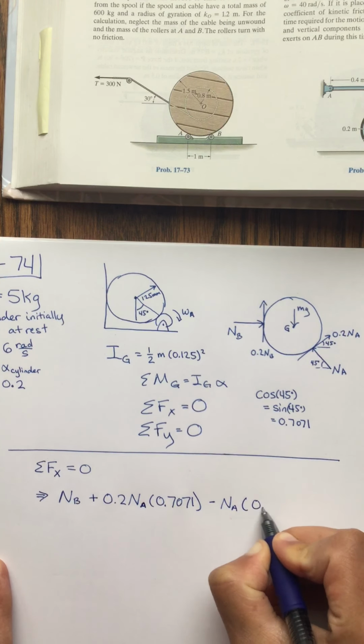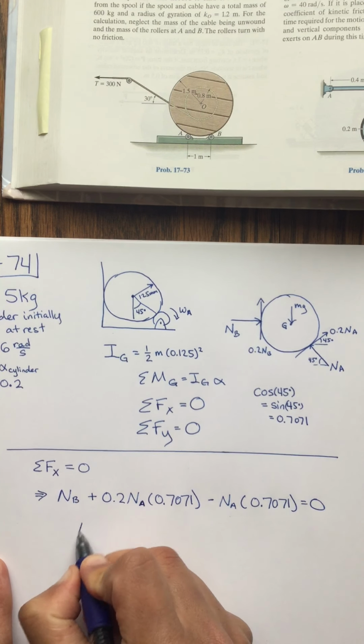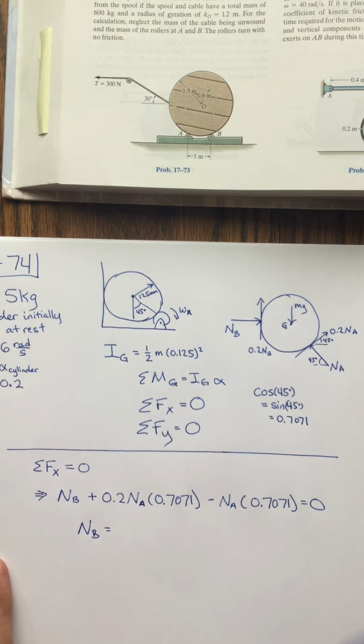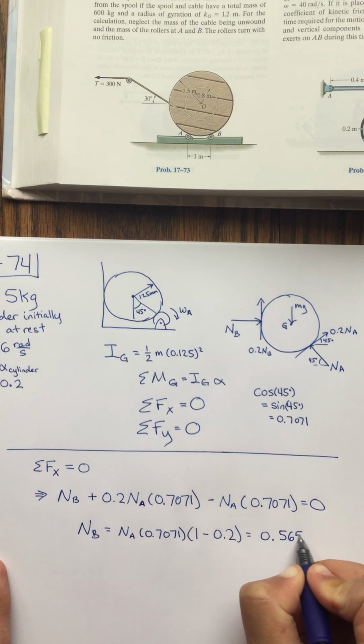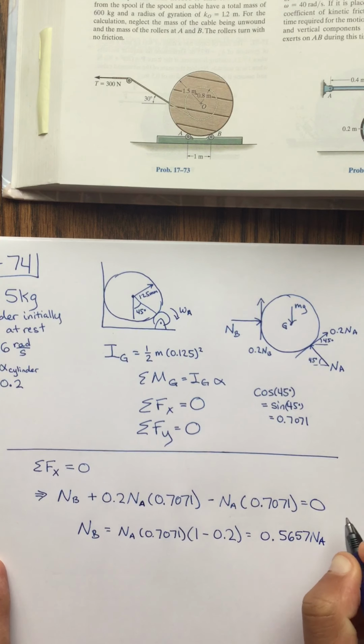Now I'd like to rewrite this by solving for NB, so I'm going to bring both of these over to the other side, and on the other side of the equation this would be positive and this would be negative. I can pull out an NA times 0.7071. This is positive, so that's 1 minus 0.2. So that's NA times 0.7071 times 0.8, and that gives me 0.5657 NA. And we're going to call this equation 1.